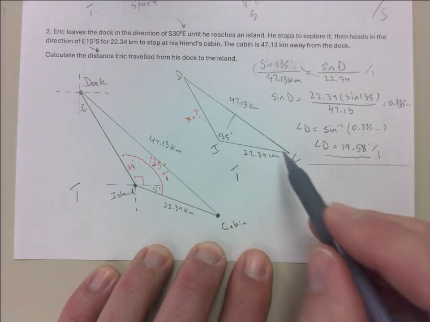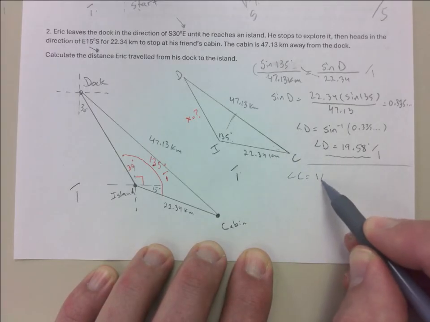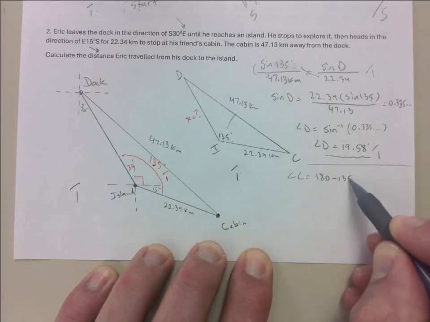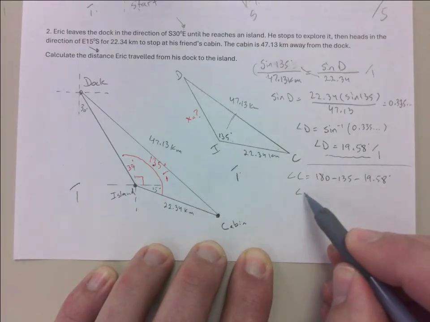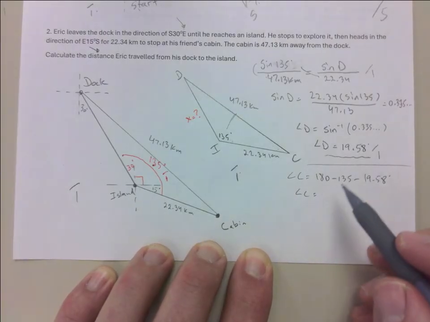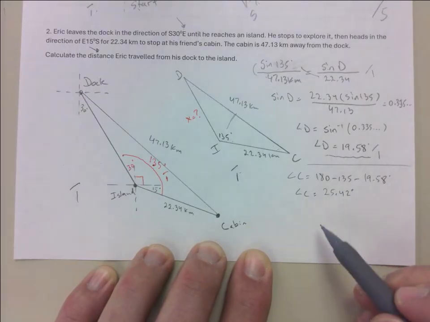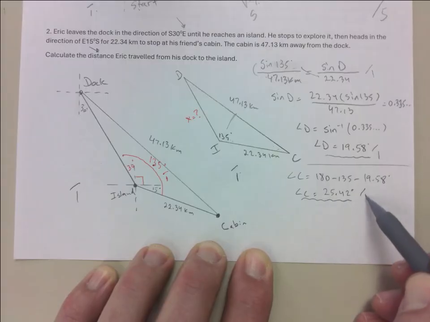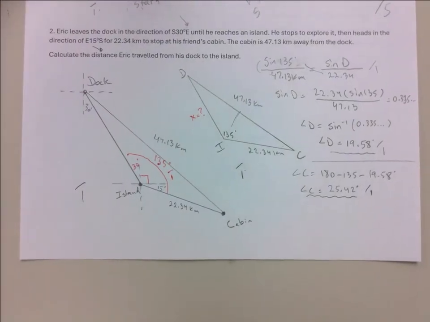Next, I need to figure out angle C. Angle C is 180 minus 135 minus 19.58. Okay? That's 25.42 degrees. Also important, I will give you a mark for that one. And I'm running out of room.